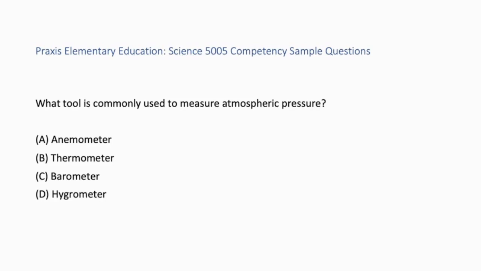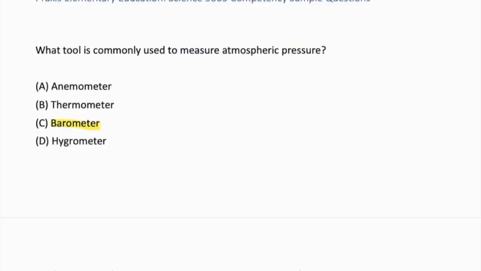What tool is commonly used to measure atmospheric pressure? A. Anemometer, B. Thermometer, C. Barometer, or D. Hygrometer. A. Anemometer is incorrect. This measures wind speed, not pressure. B. Thermometer is incorrect. This measures the temperature. D. Hygrometer is incorrect. This measures humidity. The correct answer is barometer. Barometers measure air pressure used in forecasting.